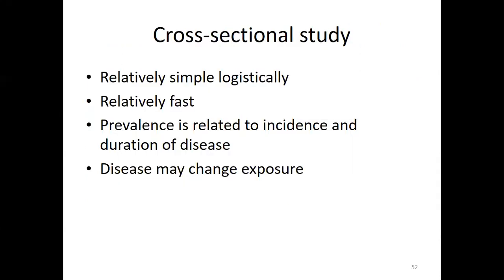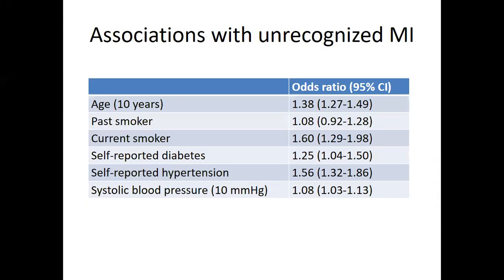The other issue is that your disease may change your exposure. In this case, having a Q wave probably isn't going to change any of these exposures, right? But there are situations where it would. One example: when I was in grad school, one of my friends was very interested in lupus, so she was studying risk factors for lupus, and all these papers started coming out saying people with lupus have lower vitamin D, and therefore we should supplement vitamin D to prevent lupus. So what's the problem there?